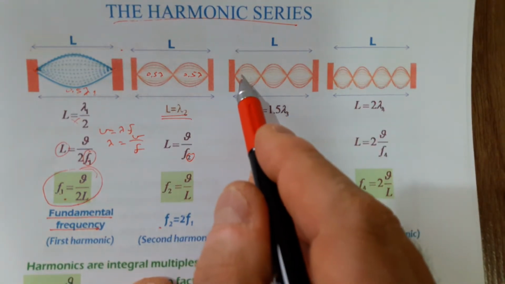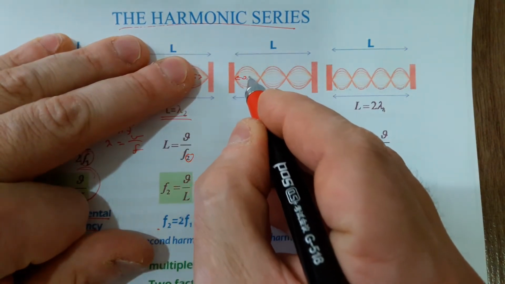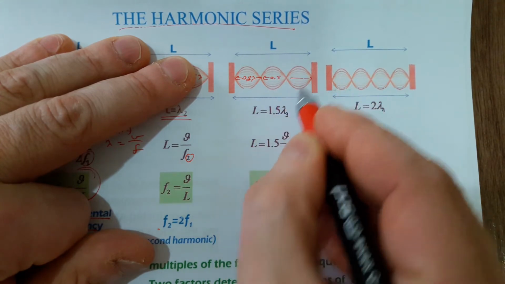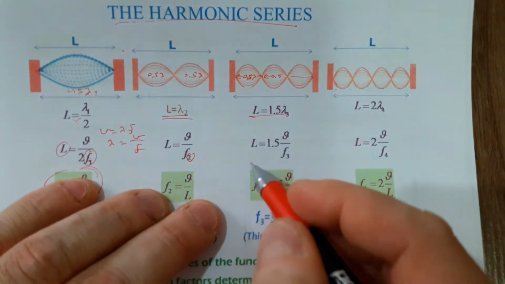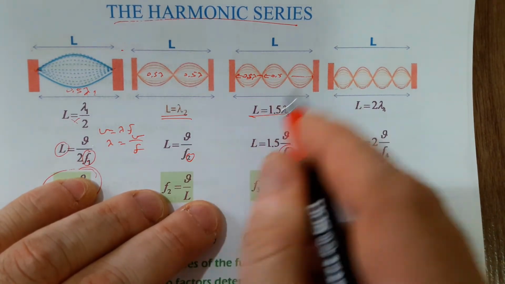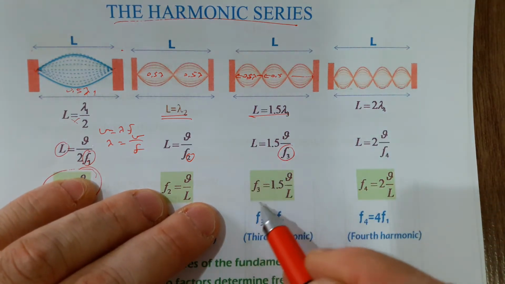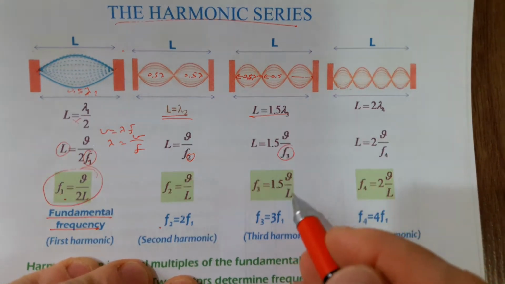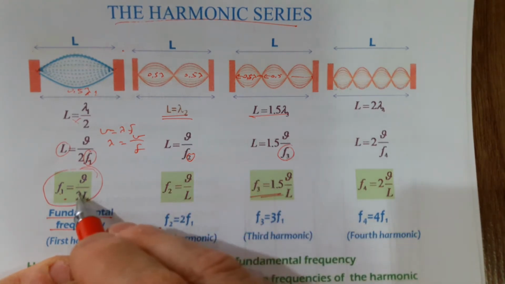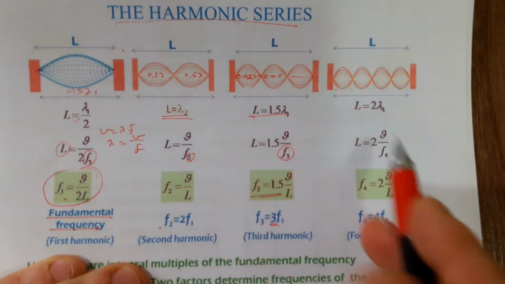The third one has 3 loops, 1, 2, 3. Each has a length of 0.5 lambda. 0.5 plus 0.5 plus 0.5 is 1.5 lambda 3. So lambda 3 is equal to V divided by F3, the frequency of the third harmonic. By using this frequency, you can form that standing wave. F3 becomes 1.5 V divided by L. As you see, the frequency of the third harmonic is 3 times that number. If you multiply the fundamental frequency by 3, you will calculate the frequency of the third harmonic.